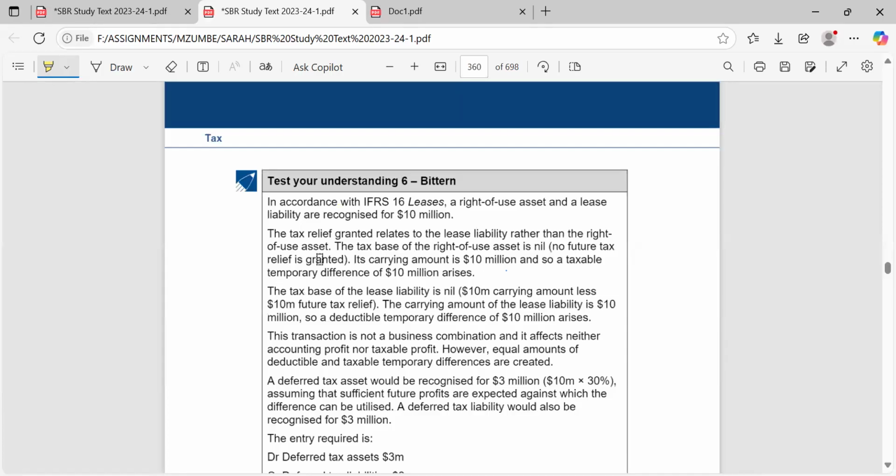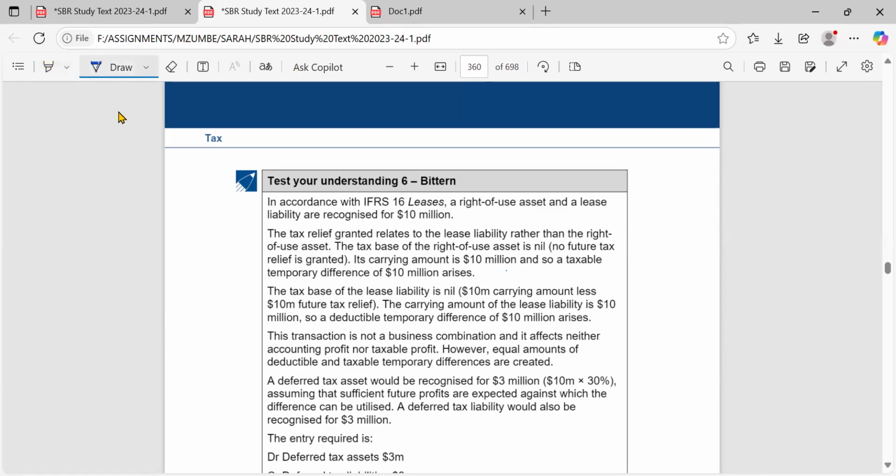So what would we have done? We would have debited the right of use asset at $10 million and credited the lease liability at what? At $10 million, that's fine. What matters now is our tax base. What would we have done on what? On a tax base, right?